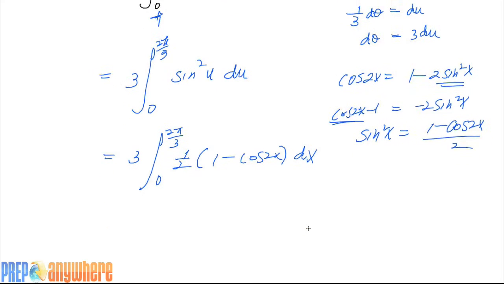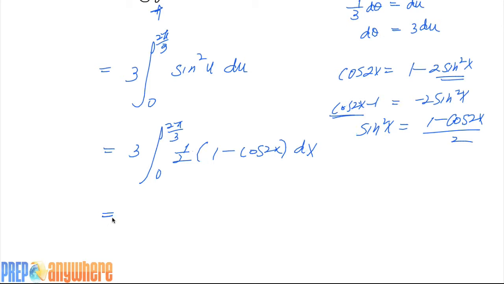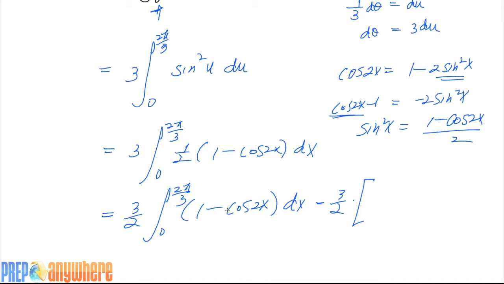Okay, now we can find the antiderivative. Let me just pull out the half as a 3 over 2 at the front. Okay, so 3 over 2 times the antiderivative of 1 is u. That's going to be minus sine of 2u with half in front. Oops, sorry, I think I accidentally converted u into x in the middle of the equation.